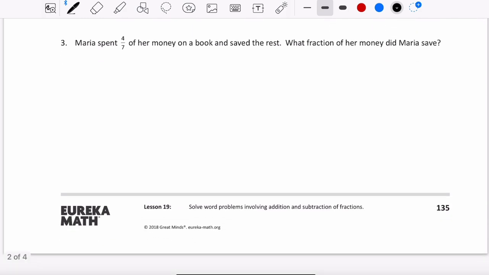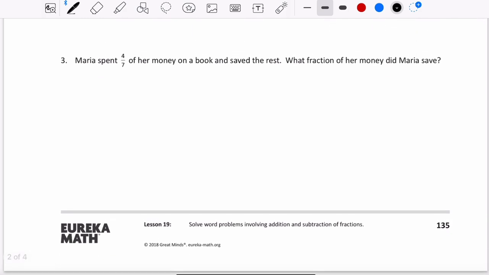Okay, let's look at 3. Maria spent 4/7 of her money on a book and saved the rest. What fraction of her money did she save? We underline 4/7 and saved the rest. We have to figure out what fraction she saved. So first, we have to figure out how much she saved. And we know she spent 4/7 of her money. We know that a total of her money would be 7/7. That would make the whole.